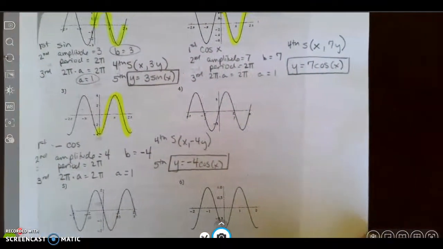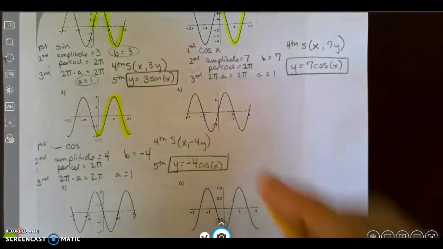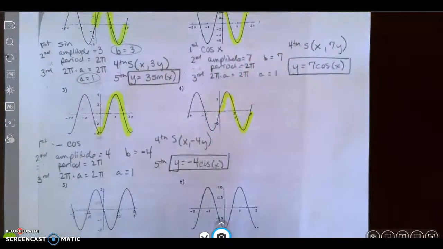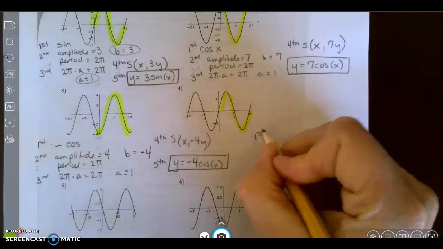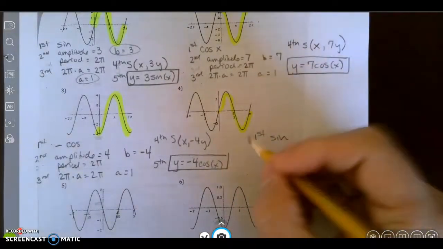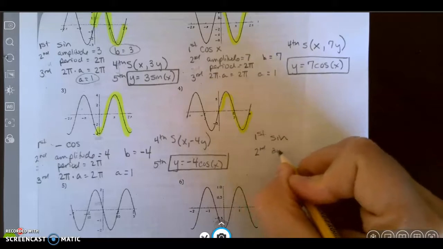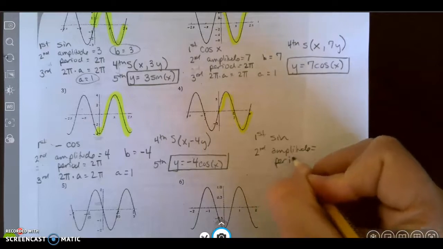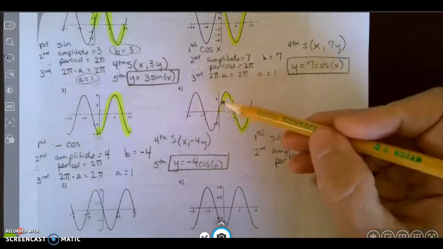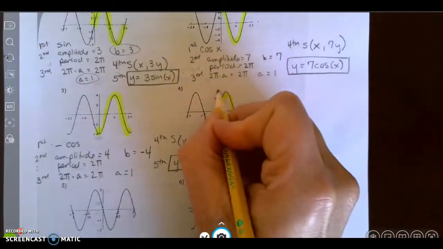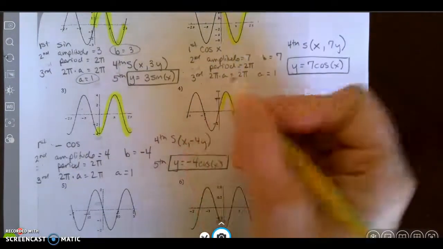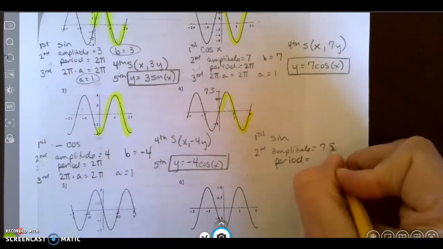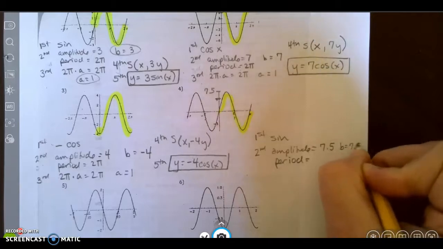Right, number 4. I have a sine curve. The next step is the amplitude and period. I'm going to write those down now so I don't forget. Alright, so this is 5. This looks like it's halfway, so that would make that, what, 7.5? So my amplitude is 7.5, which makes my b value 7.5.